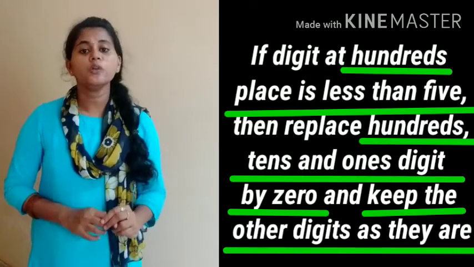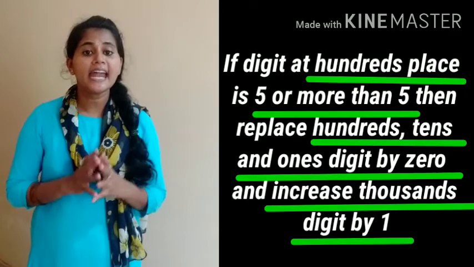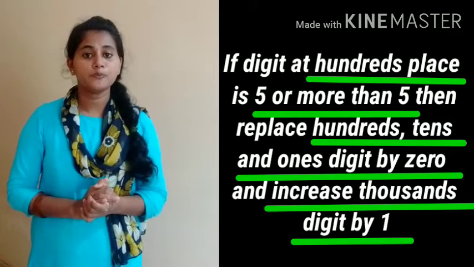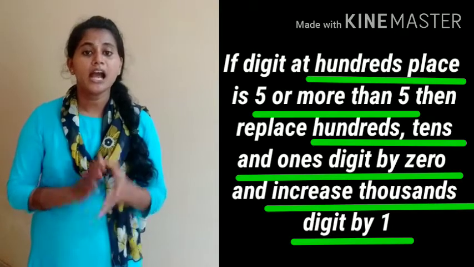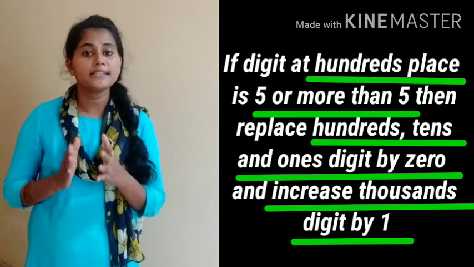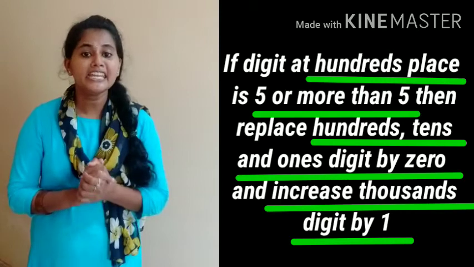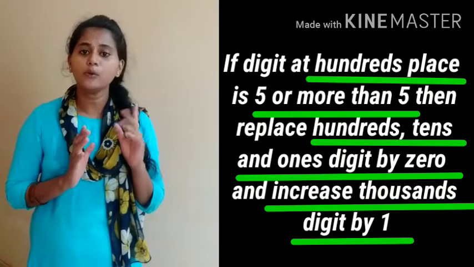And the second rule is, if the digit at the hundreds place is 5 or more than 5, then replace hundreds, tens and ones by 0 and increase the thousands place by 1. And let's see some problems on rounding to the nearest 1000.